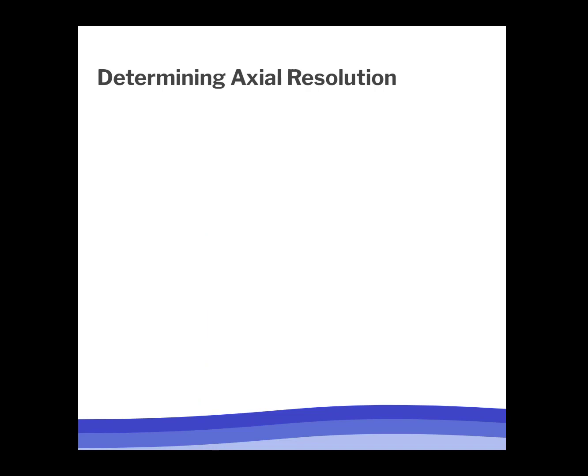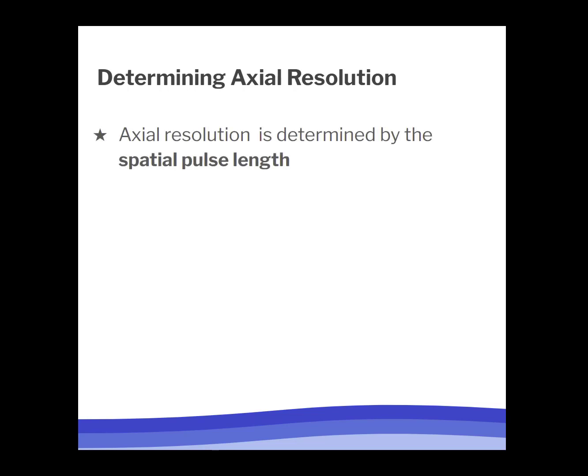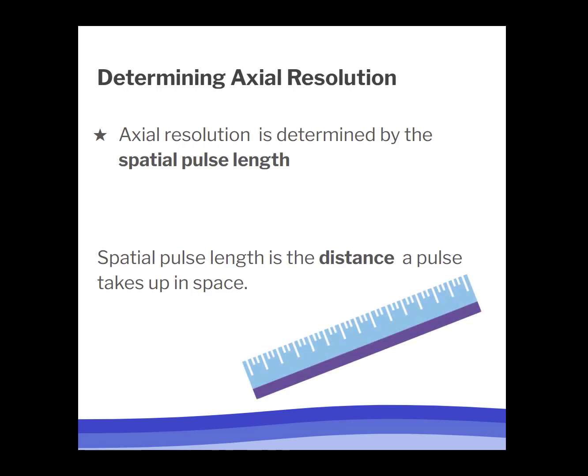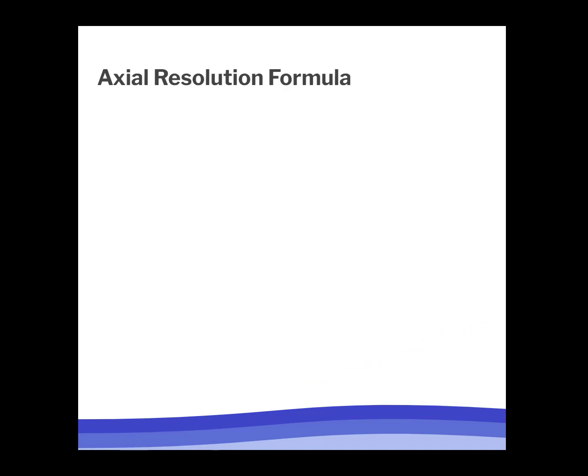So what determines axial resolution? What machine parameter decides that the machine will be able to produce those accurate images? Axial resolution is determined by the spatial pulse length. Recall that spatial pulse length is the distance a pulse takes up in space. So if we could get out our tiny little rulers and measure the pulse, we would be able to determine the pulse length and therefore calculate the axial resolution. And yes, I did say calculate, and that is because axial resolution has its own formula.